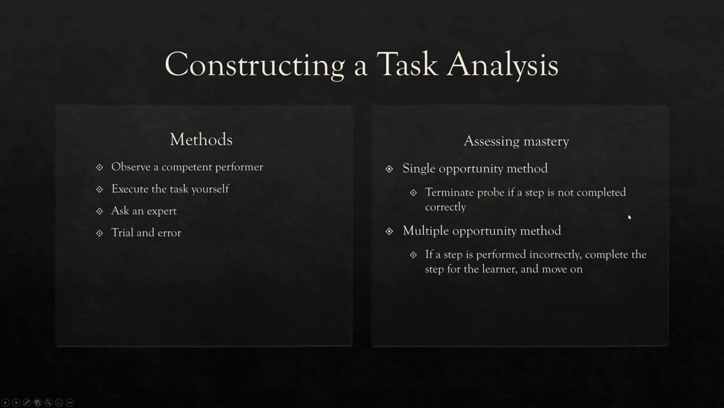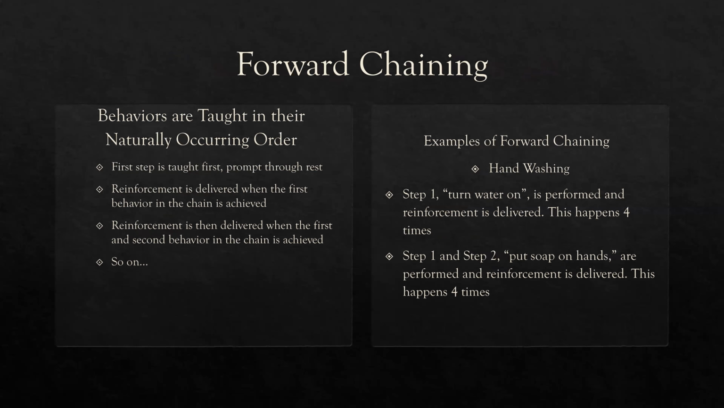The multiple opportunity method, however, using the same example, we have 10 steps. If step 5 is performed incorrectly, we will complete the step for the learner and move on through the remainder of the steps. So single opportunity is obviously more conservative because we stop at the first sign of trouble, whereas with multiple opportunity, we continue moving on. Again, task analysis, we're going to use one of our 4 methods to get this task chain. We're then going to assess the mastery of this task chain, which will then lead us to choose a chaining procedure. First one, most common, especially with neurotypical kids or children without disabilities, is forward chaining.